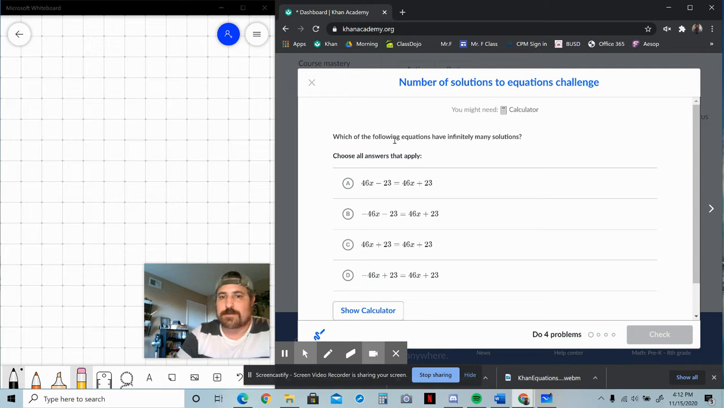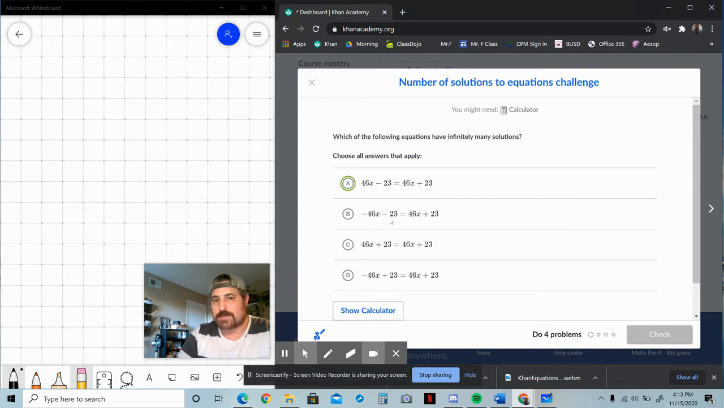So it says here, which of the following equations have infinitely many solutions? Choose all answers that apply. So we're looking for the ones that have infinitely many solutions, which basically means we want the ones where the left and right side are exactly the same. Obviously, 46x minus 23 is not going to be equal to 46x plus 23, because if you try to get the 46x's to one side, they're going to go away, and you're going to be left with a false statement. So this one's no solution, not infinitely many. So that's wrong.